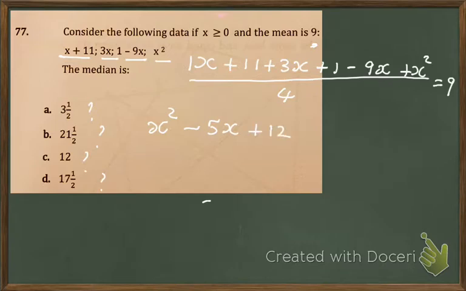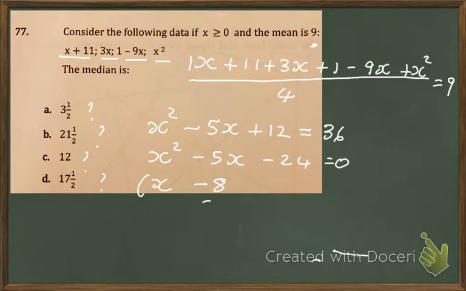Remember, we multiply the 4 to the left and to the right. That gives us 9 times 4, which is 36. We simplify this quadratic equation. That gives us x squared minus 5x minus 24 is equal to 0. As we factorize, the factors would be x minus 8 and x plus 3, that would be the other factor.